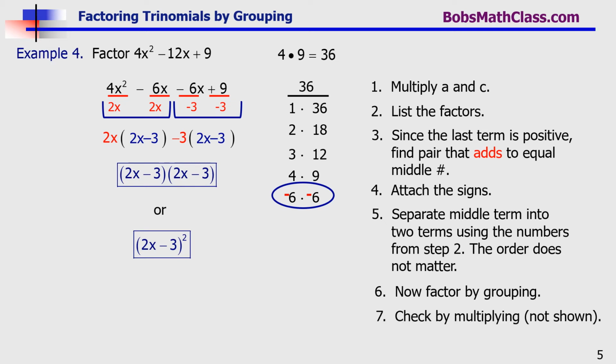Again, you could check by multiplying. I didn't show it, but you can FOIL and get the original trinomial.